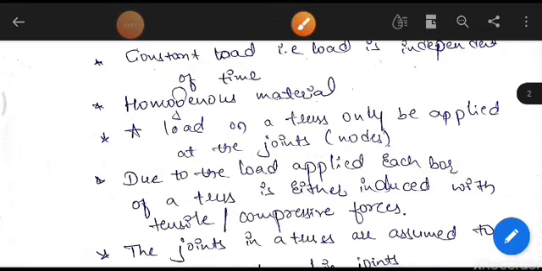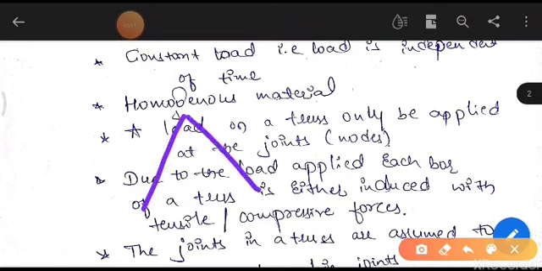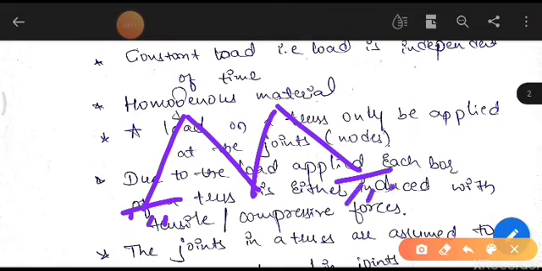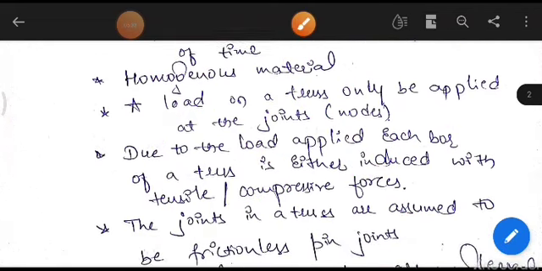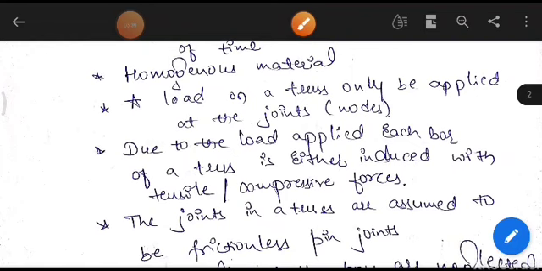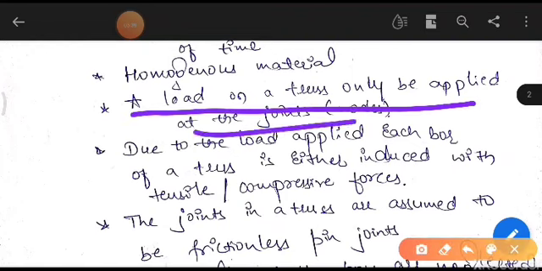Next, a load on the truss can only be applied at the joints. If this is a truss member and it is fixed over here, the load can be applied only at the nodes themselves, and we can't apply loads in between the bars. So that's the assumption we have seen here: a load on the truss is only applied at the joints.